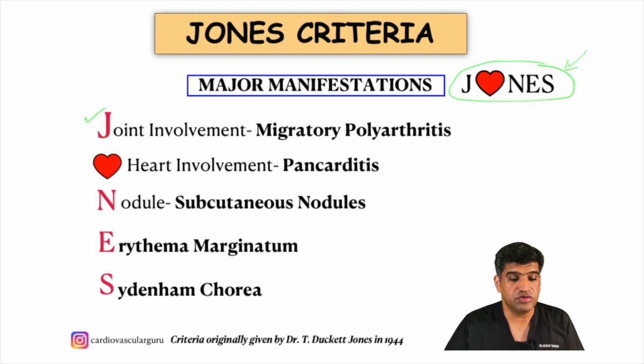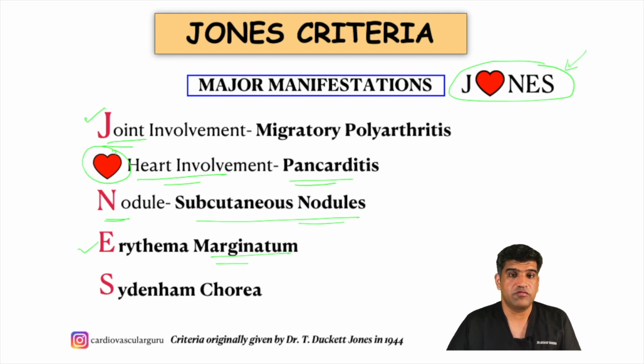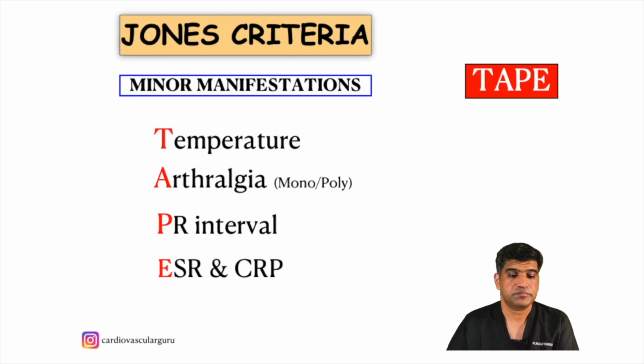J stands for joint involvement. This O looking type of heart stands for heart involvement, that is the pericarditis. N stands for the nodules, that is the subcutaneous nodules. E stands for erythema marginatum. And S stands for Sydenham chorea. So 5 things: joint involvement, heart involvement, subcutaneous nodules, Sydenham chorea, and erythema marginatum.